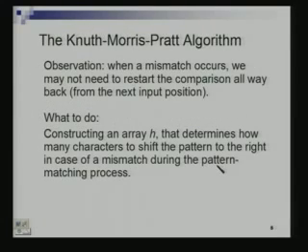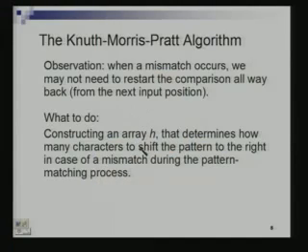So this is what is known as the Knuth-Morris-Pratt algorithm. It's a very famous algorithm. The key idea is that when a mismatch occurs, we need not restart the computation all the way from the back. We can use some information obtained from the pattern to determine how many steps we should shift forward. What we are going to do is construct an array H that is going to determine how many characters to shift the pattern to the right in case there is a mismatch. We will store this information in an array which we will call H, and we will see what this array H should be.